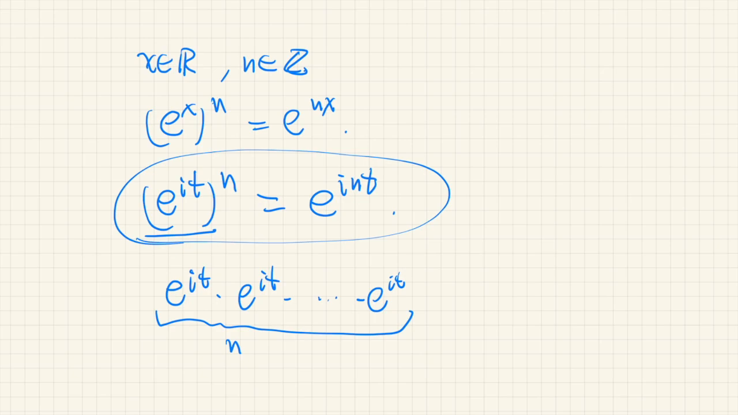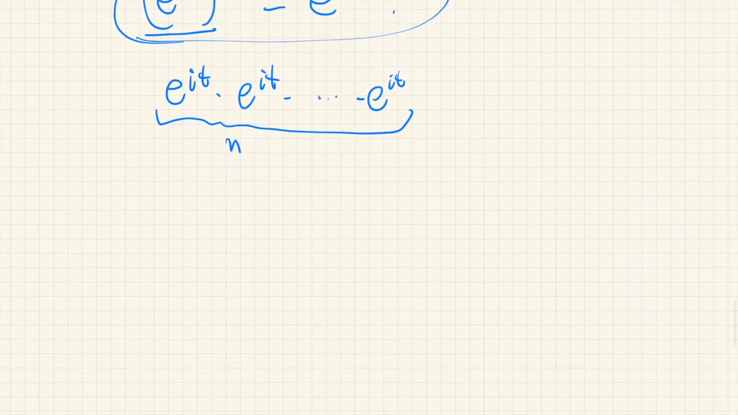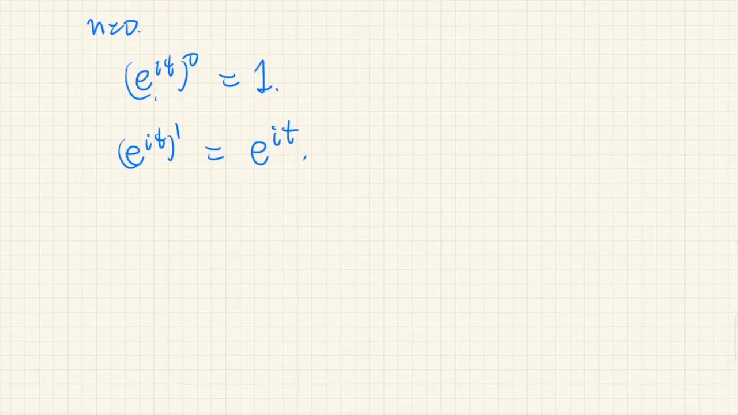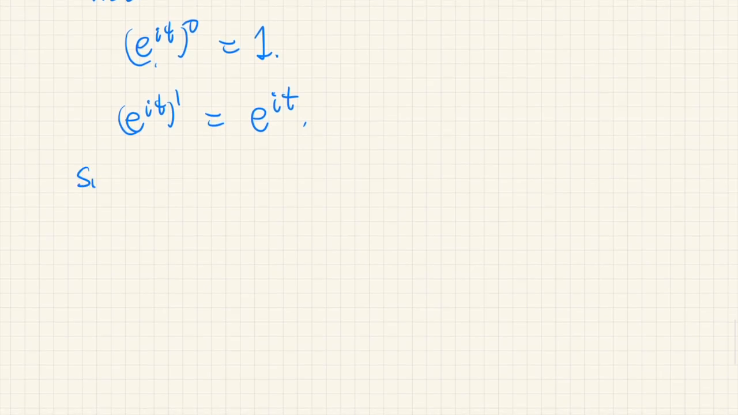So we multiply the same factor n times. Okay? Now, let's start from n equal to 0. In this case, (e to the power of i t) to the power of 0. Of course, we multiply this 0 times, that should be equal to 1. When n is equal to 1, that's trivial, so that is just this. Obviously we're trying to prove this by mathematical induction.